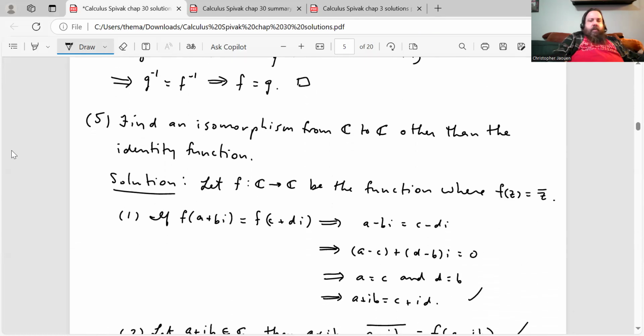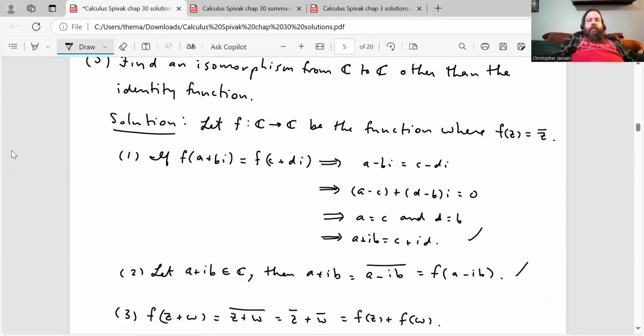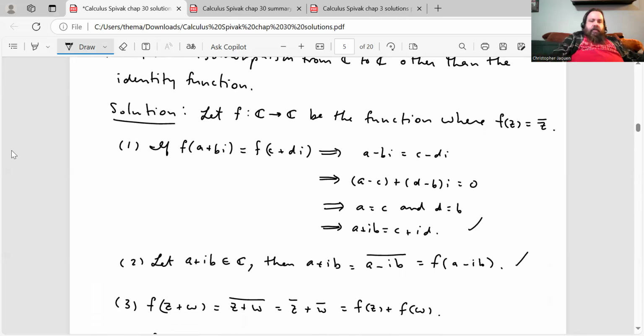Okay, and then last question, number 5: find an isomorphism from C to C other than the identity function. So here's my solution. Let f from C to C be the function where f of z is the conjugate of z, the complex conjugate of z. Then I'm just going to show that that's an isomorphism.